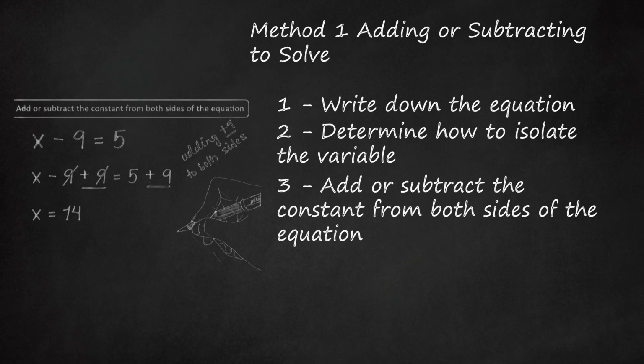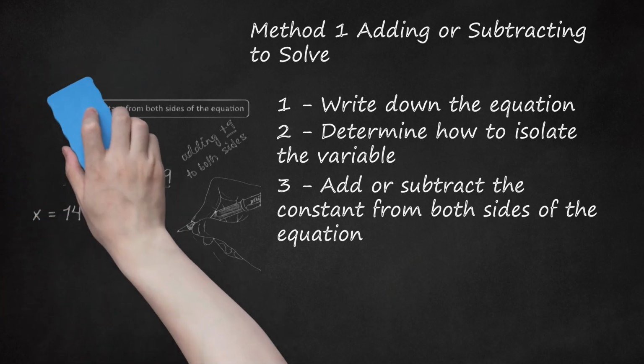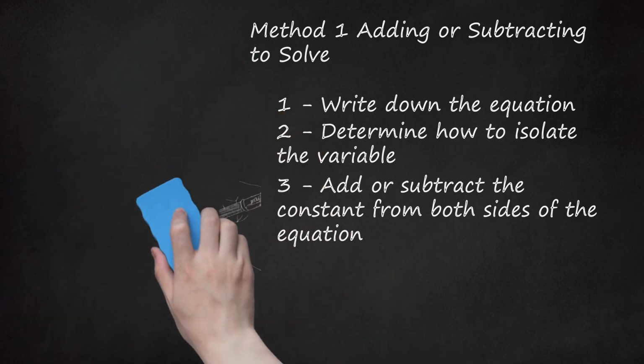For example, in the equation x minus 9 equals 5, you need to add 9 to the left side to isolate the variable, so you also need to add 9 to the right side of the equation. x minus 9 plus 9 equals 5 plus 9. x equals 14.